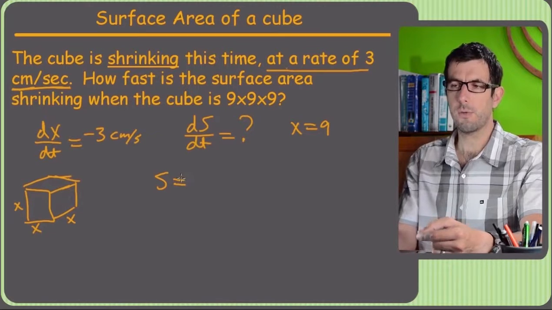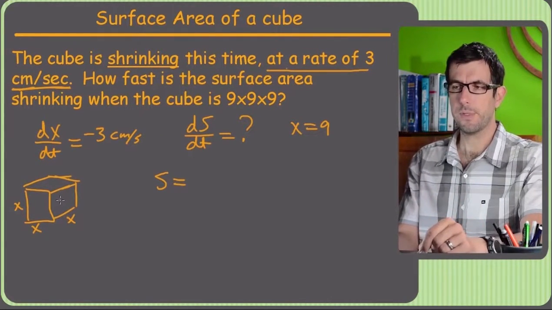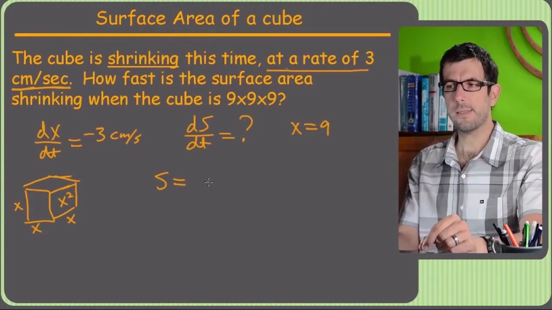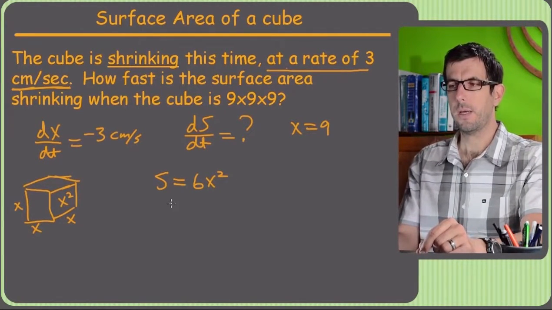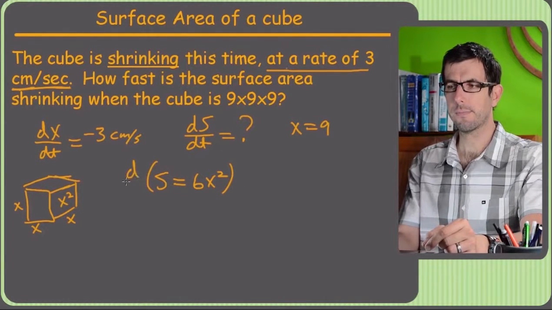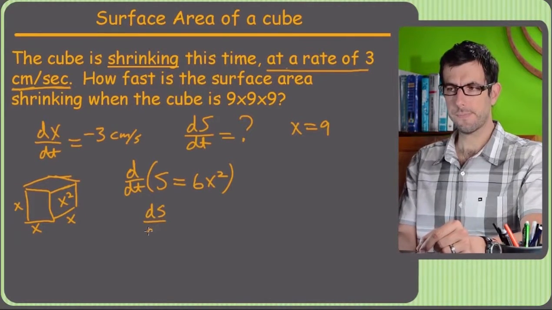What's the surface area of the cube? Well, all we have to do is just add up all the squares that make up the cube. So each side is going to be x by x, so it'll have a surface area of x squared. And if you look at a box, it's got 6 sides. So the surface area of a cube is just 6x squared. Now that we've got a formula, take the derivative with respect to t.